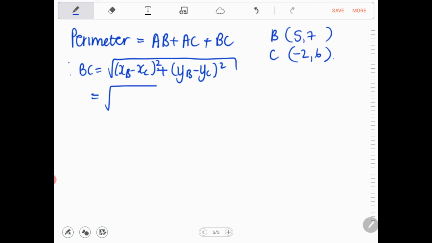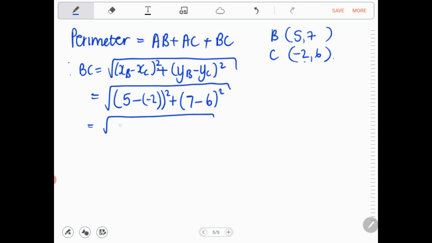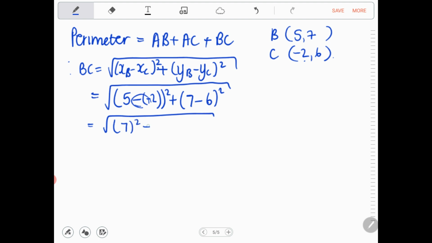Okay, so how are we going to find it? We're going to substitute. X at B is 5, X at C is negative 2, those two, Y at B is 7, Y at C is 6. Okay, so this is going to be 5 plus 2, so it's 7 squared, plus 1 squared. So this is a square root of 49 plus 1. So BC is a square root of 50.